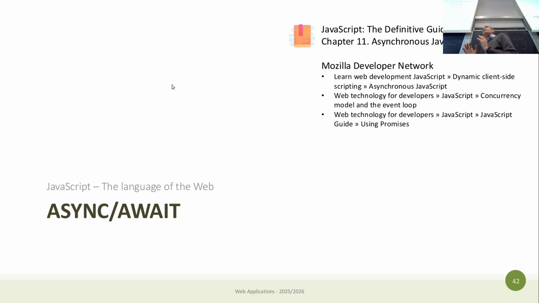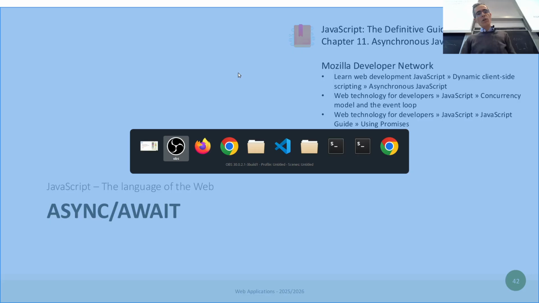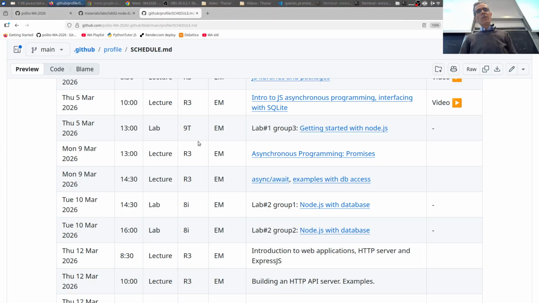So now we will focus on the last part of the discussion about asynchronous functions in JavaScript, and then, as you saw, next Thursday we will see a completely different topic. We start a new topic: HTTP servers, building HTTP API servers, and so on. Which, by the way, will use asynchronous functions. So nothing gets wasted in this course.